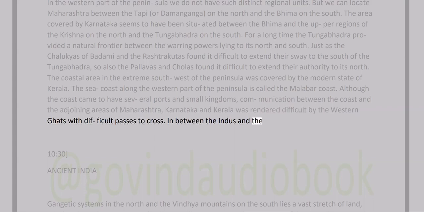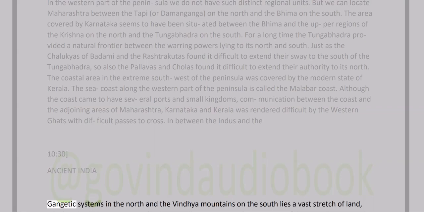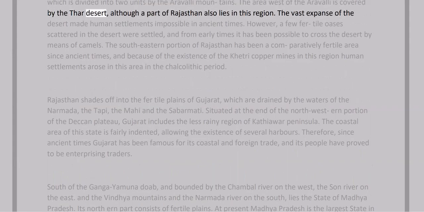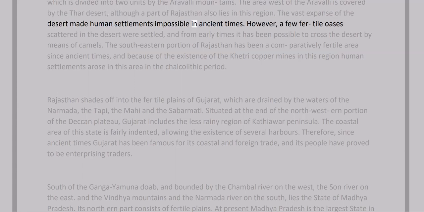In between the Indus and Gangetic systems in the north and the Vindhya mountains on the south lies a vast stretch of land, which is divided into two units by the Aravalli mountains. The area west of the Aravalli is covered by the Thar desert, although part of Rajasthan also lies in this region. The vast expanse of the desert made human settlements impossible in ancient times.